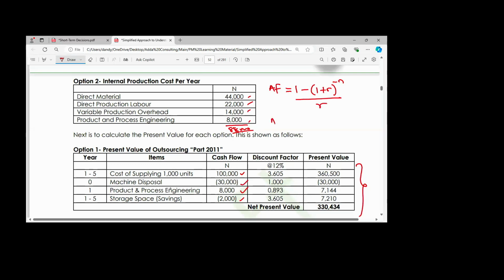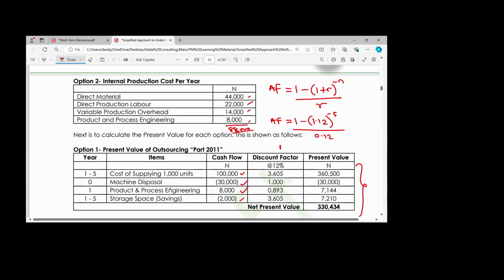So in this case, I would say annuity factor equals 1 minus, my cost of capital is 12%, so 12% plus 1 will give me 1.12, then raised to power minus N. N is the useful life of part 2011. We are told that the useful life is 5 years, so N is 5. So all of this is divided by the cost of capital of 12%.